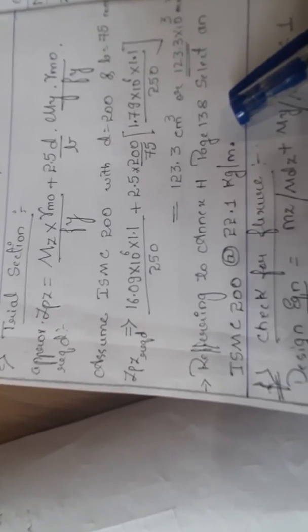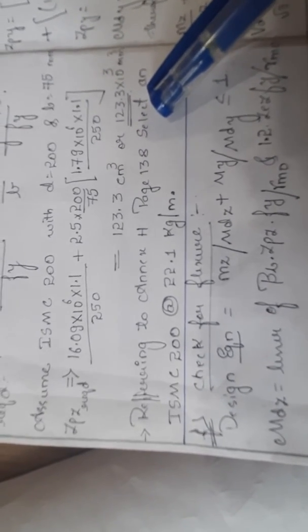So referring to this you have to select such a section whose ZPZ is more than the required ZPZ. Once you write this section you have to write all the properties from the steel table and also from the IS 800 2000 code book which is used for steel design. So next, after selecting an appropriate section and writing its properties from both the code book and steel table, now you have to go for check for flexure.